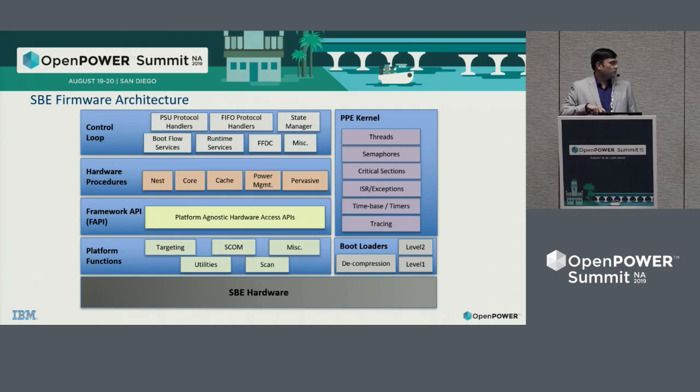We have bootloader cores, so when the SBE is asked to boot up, it has 2 levels of booting. We'll touch upon that in one of the subsequent charts. And the control loop is basically the business logic of understanding the protocols from the external interfaces and how you're going to actually interpret the command and the different services required at runtime and IPL time. So that's a high level of the firmware stack.